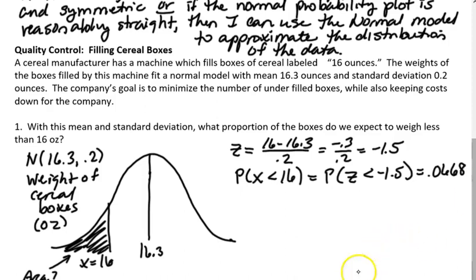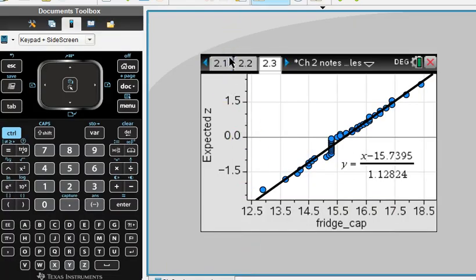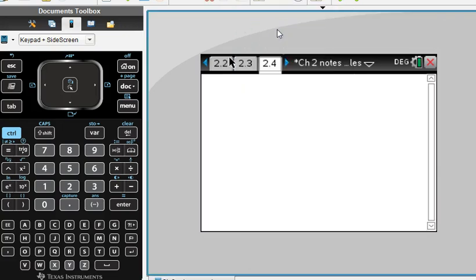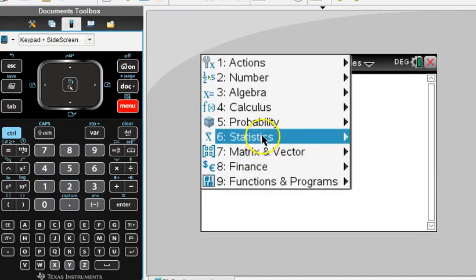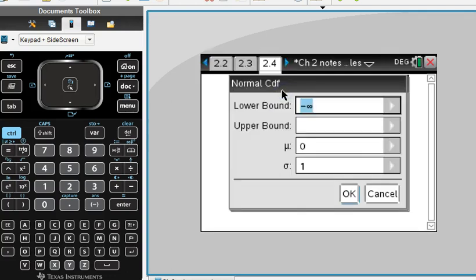Now, could I do this on the calculator? Yes. Two different ways, using normal CDF. And this is where you might say, I like the calculator better in this case. So using the calculator, let's get a calculator page going. So we're going to go to Menu, 6, Distributions 5, Normal CDF 2. So I can go from negative infinity to negative 1.5 using my standard normal model like I just did on the table.